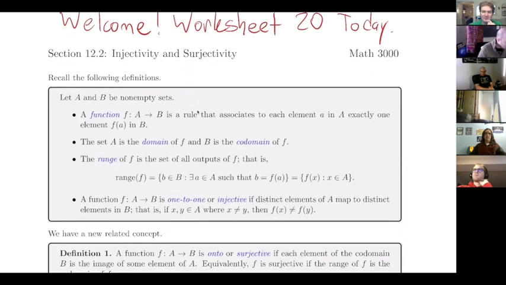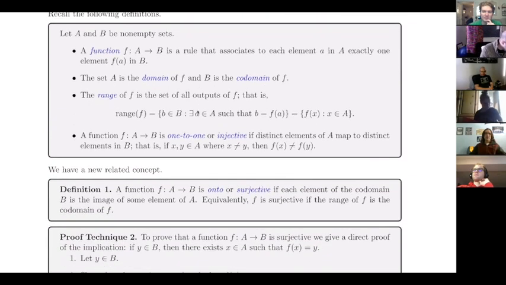Okay, so on the reading quiz, hopefully you just refreshed your memory about what the definitions for function, domain, codomain, range are, and we also talked about what it means for a function to be injective. We did not get into surjectivity, so that makes sense to pick up from there. So both of these ideas, injectivity and surjectivity, are in 12.2.